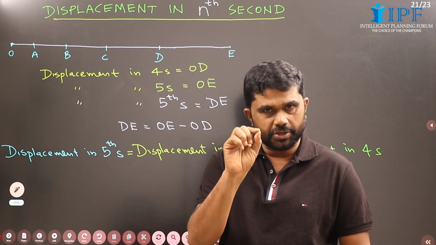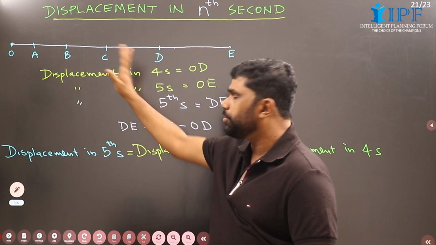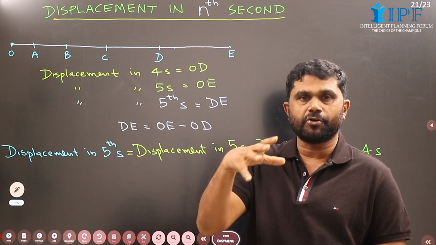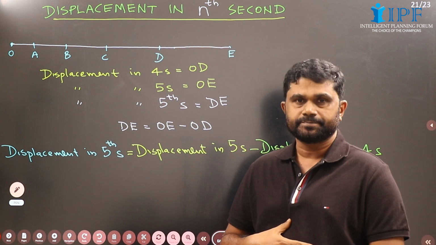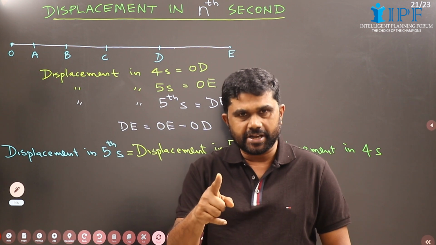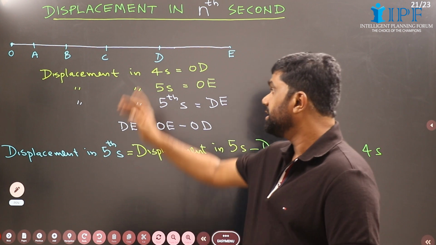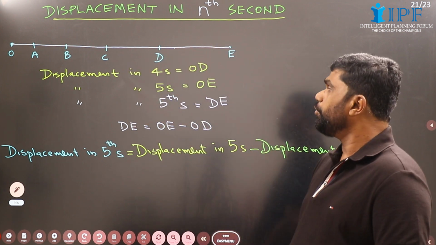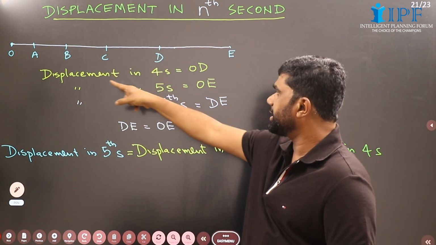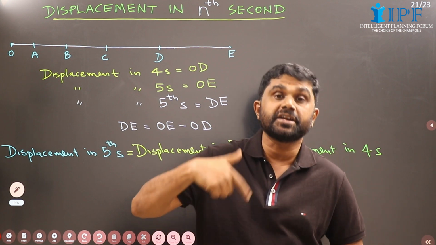So in s equal to ut plus half at square, when you put t equal to 3, you will get the displacement OC. When you put t equal to 4 in s equal to ut plus half at square, that is the only equation that we have right now, you will get the displacement in 4 seconds as OD. In s equal to ut plus half at square, if you put t equal to 5, you will get the displacement in first 5 seconds, that is OE. Now what is the displacement in first 4 seconds? It is OD, that I have written here, displacement in 4 seconds equal to OD. What is the displacement in 5 seconds?